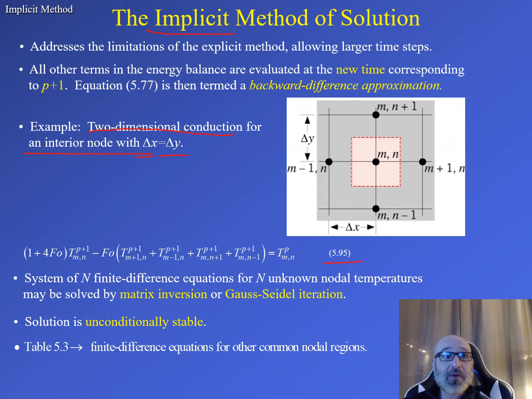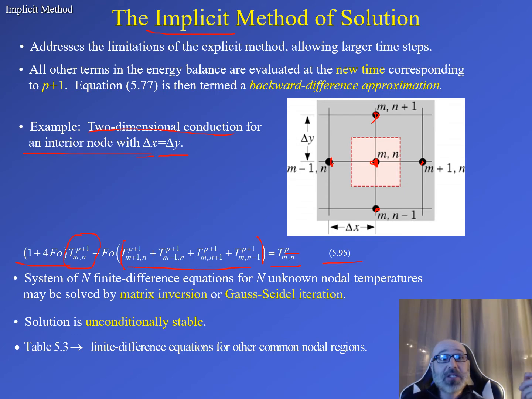And we can again see way over here, it's a little bit different now. We have 1 plus 4 times our Fourier number, times now this value here for our temperature at p plus 1, m n, right there. So there's our m n at a time of p plus 1, minus our Fourier number times the temperature at each of those other nodes at that time of p plus 1. We go over m plus 1 n, m n plus 1, m minus 1 n, and m n minus 1, for all four of those nodes. So that right there is all equal to the temperature of our center node at time p.